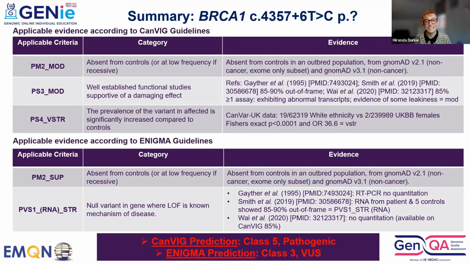So you can see that these differences in the evidence used means that the CAMVIG classification is a class 5 pathogenic, whereas the Enigma classification is class 3 VUS. Next slide, please.